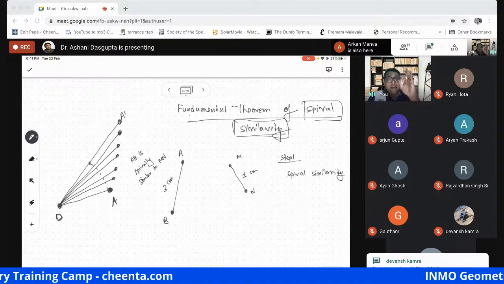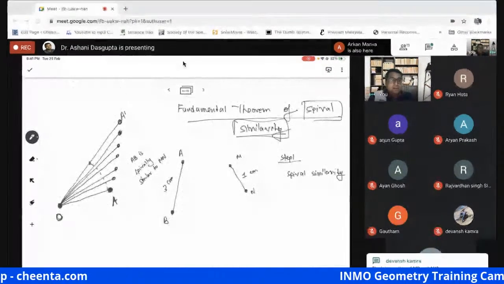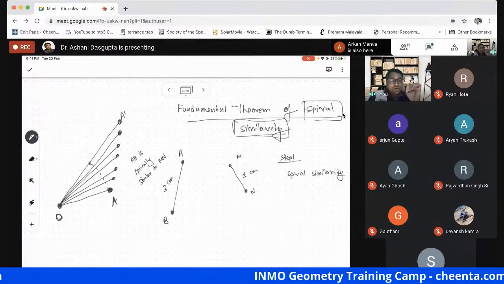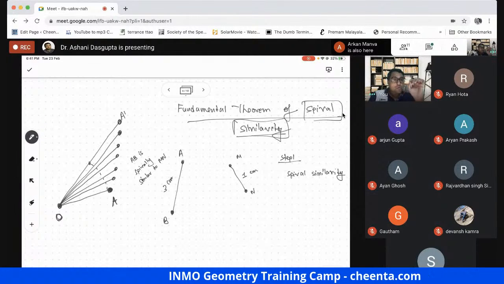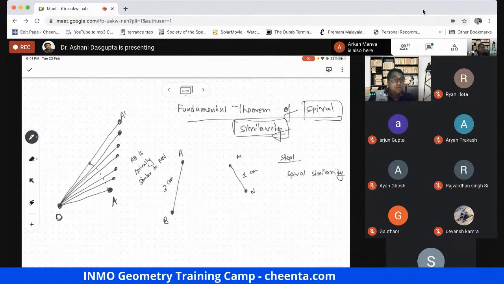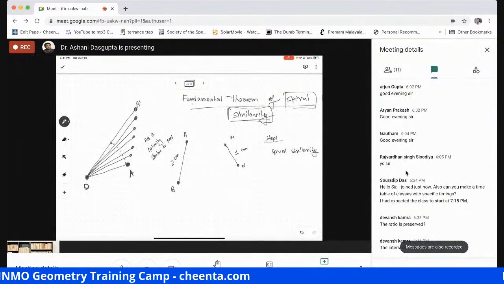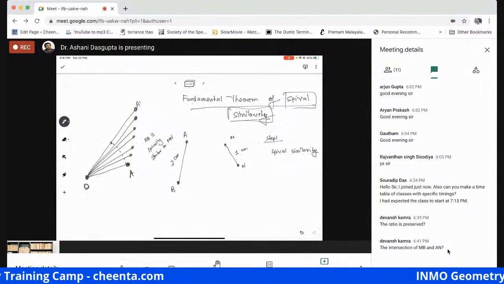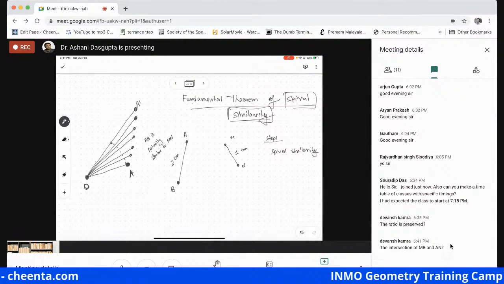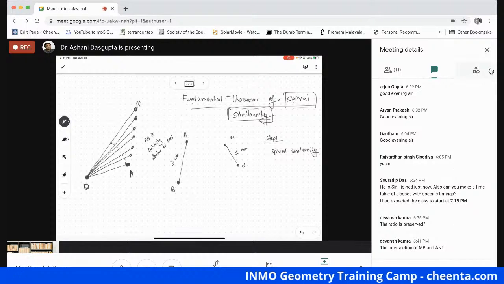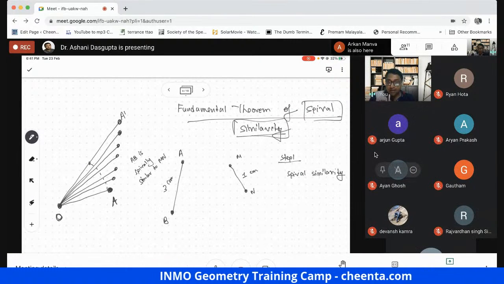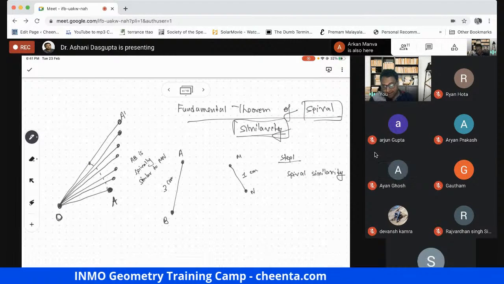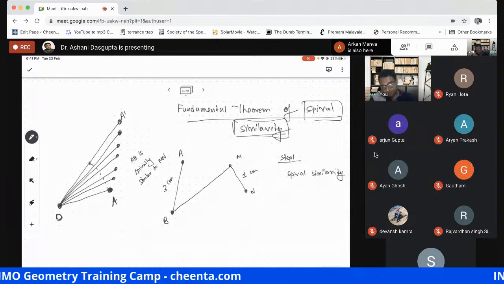Approximately where you should put the point of spiral similarity. Okay, I got a candidate here. Devansh Kamra is saying the ratio is preserved. Yes. The intersection of MB and AN. Okay. MB and AN. Let's join them.